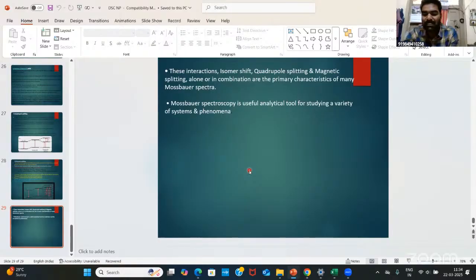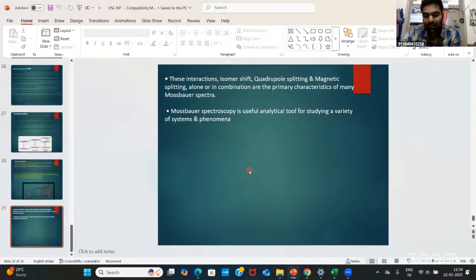In chemistry, we will investigate chemical bonding, as we have seen in the earlier slides, oxidation states, and the structure of molecules. In biology, we can study the properties of iron-containing biomolecules like hemoglobin. We have seen the hemoglobin example also. In mineralogy, we can examine the valency states of iron in minerals.